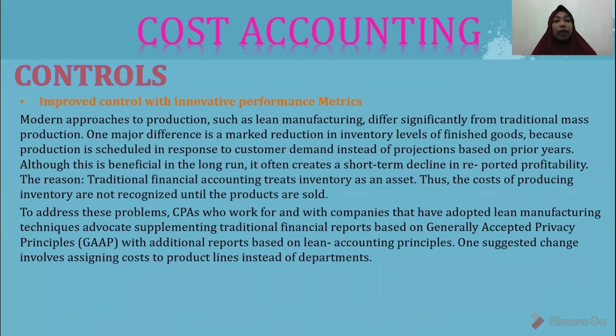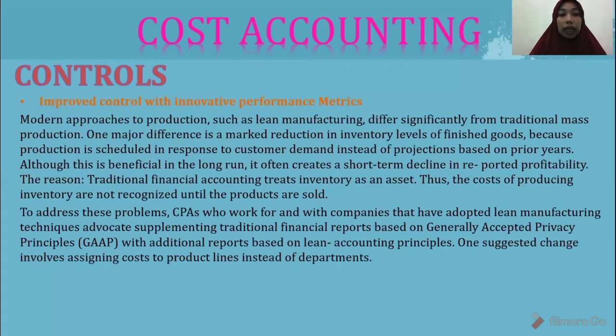Improve control with innovative performance metrics. Modern approaches to production such as lean manufacturing differ significantly from traditional mass production. One major difference is a marked reduction in inventory levels of finished goods because production is scheduled in response to customer demand instead of projections based on prior years. Although it is beneficial in the long run, it often creates a short-term decline in reported profitability.